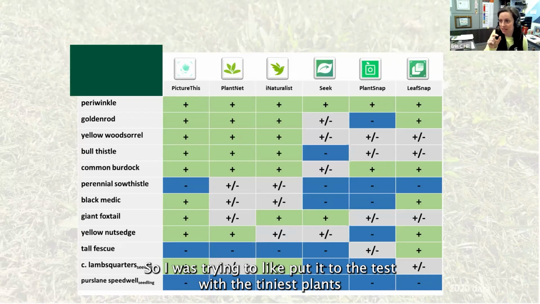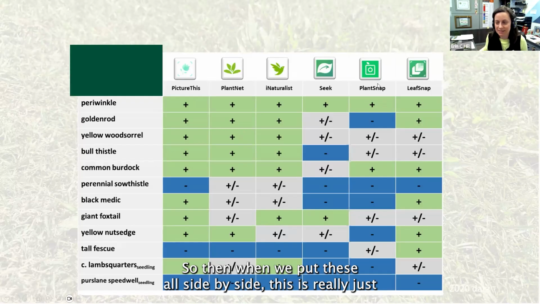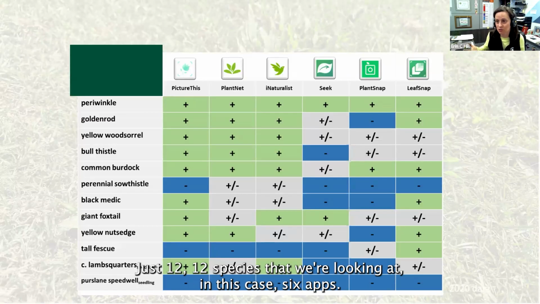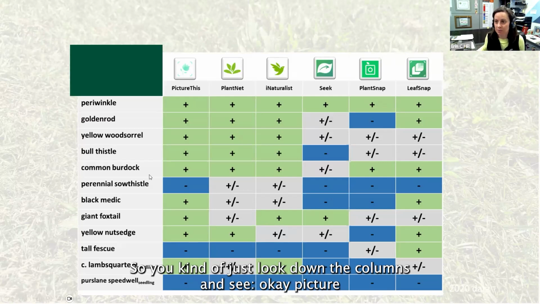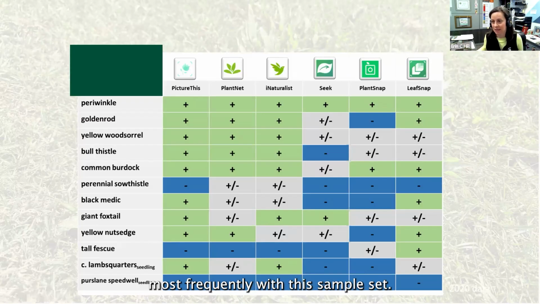So I was trying to put it to the test with the tiniest plants to see how well it would work. Then when we put these all side by side, this is really just a qualitative assessment of the apps, just 12 species that we're looking at, in this case, 6 apps. So you just look down the columns and see, okay, Picture This had the most green boxes with the plus sign, meaning it was right most frequently with this sample set.